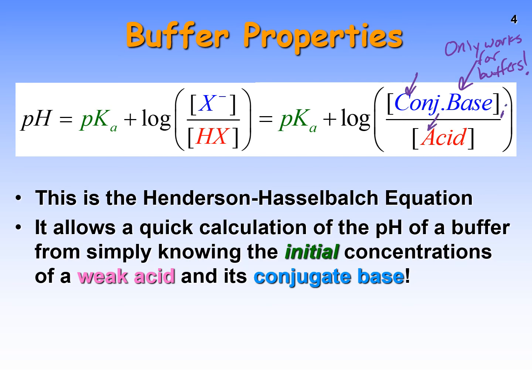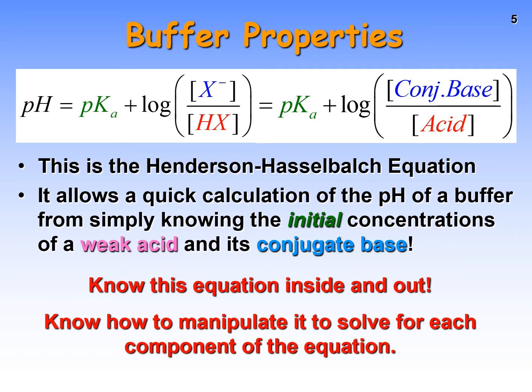That's one of the cool things about this equation: implicitly, when we're using the Henderson-Hasselbalch equation, we're using the 5% rule, which means we're assuming that these two concentrations aren't changing very much, and therefore we can use their initials right in the equation. We're given those. That's what we got.